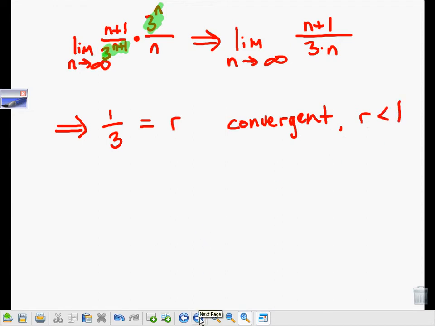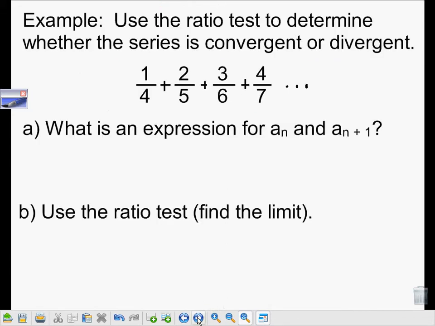Okay, let's take a look at another one. Same thing, looking at this series. Let's write our two rules.